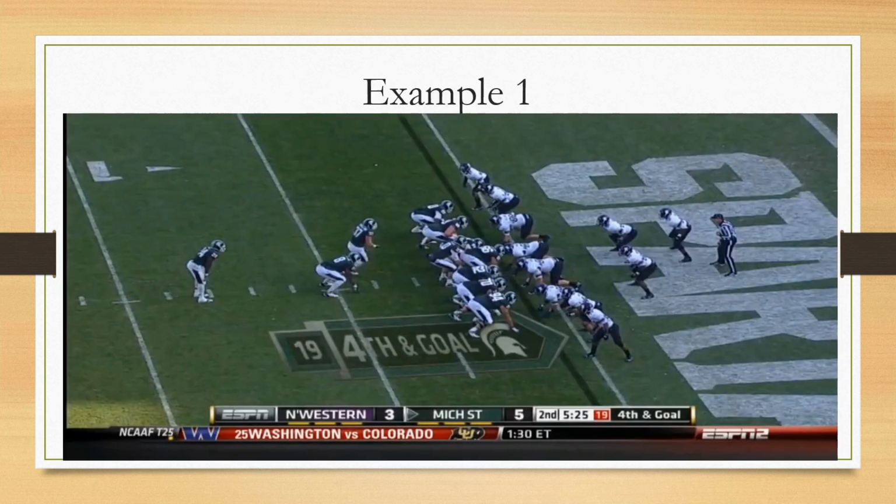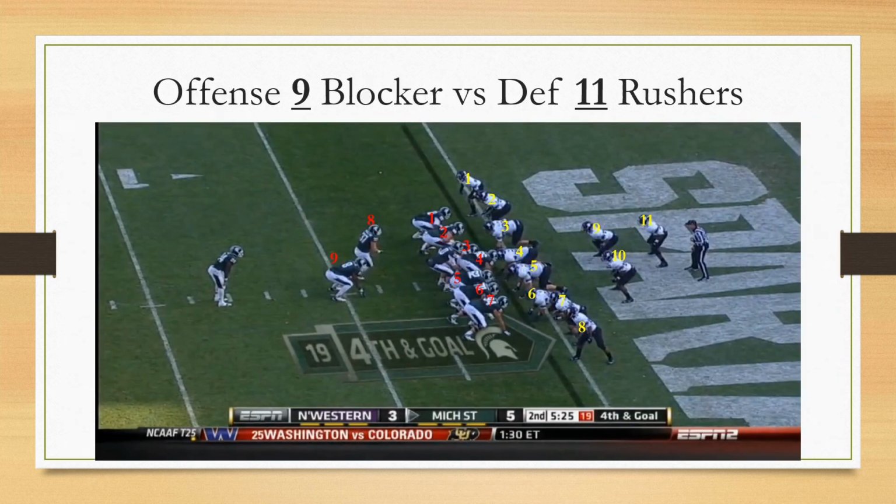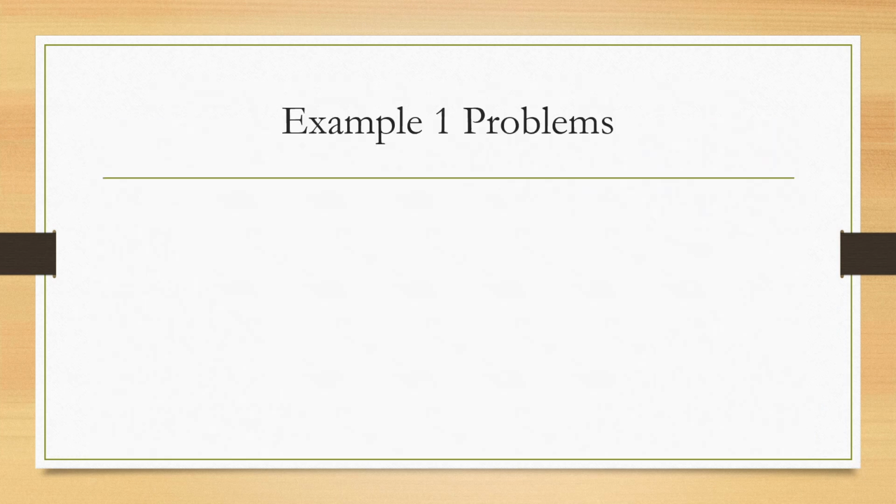Well, let's give you an example here of a 4th and goal from Michigan State going against Northwestern. We start out here on a running play where there are 9 people blocking for their acclaimed running back in the backfield to try to get a touchdown. But if we look at the defense, they have 11 people in the box. So the offense has 9 blockers versus the defense having 11.